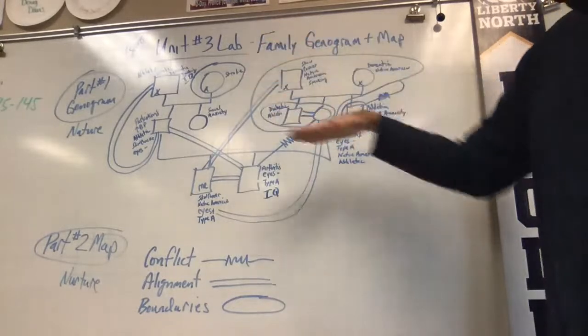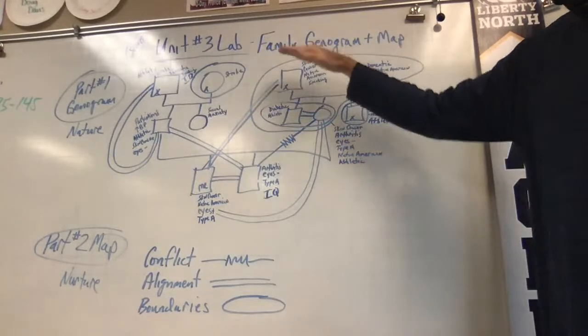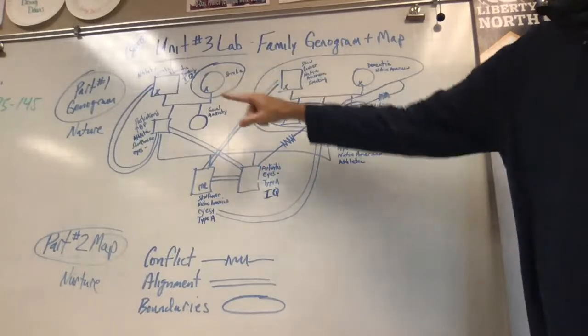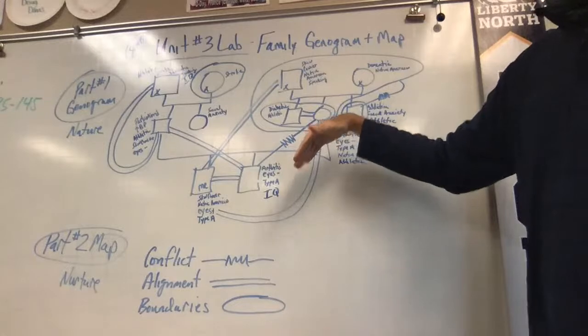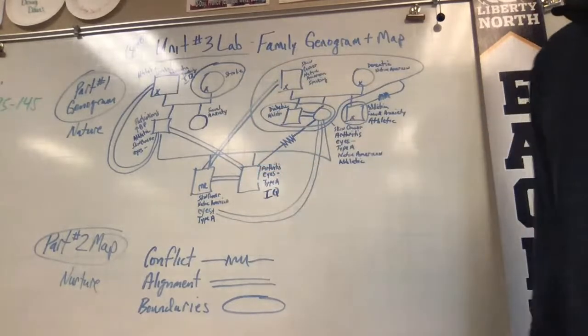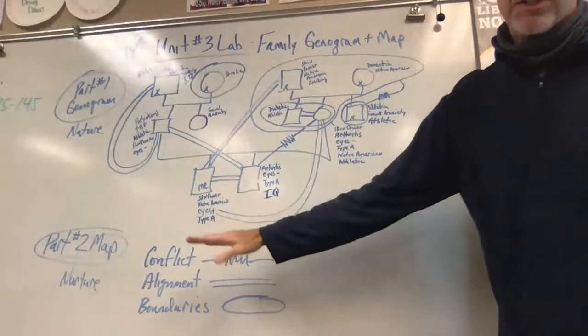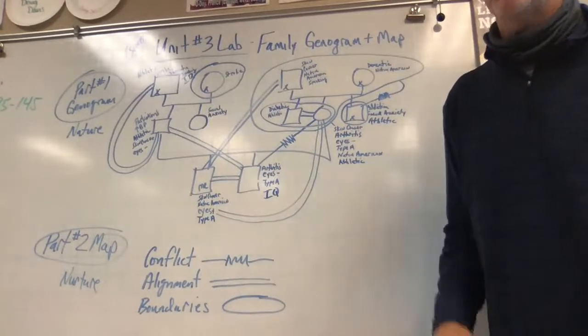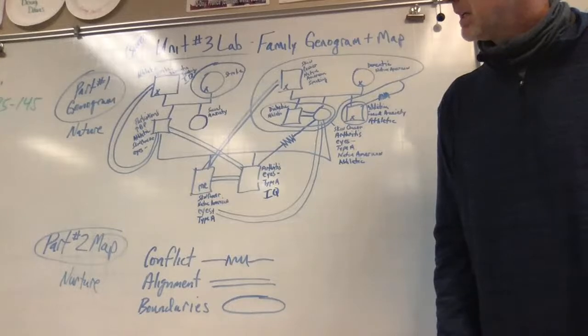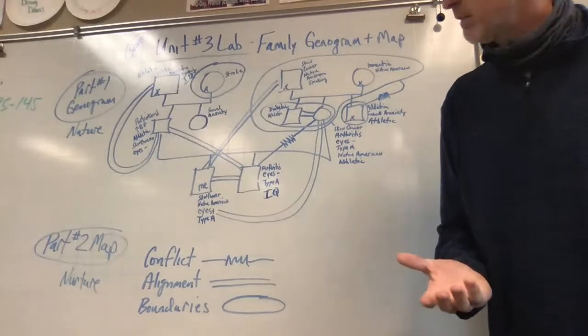You're going to diagram your family from your grandparents down to you, and then you're going to label any genetic influence, high adaptive value or low adaptive value, that could influence you. Part 2 is the nurture side, where we map environmental influences, primarily relationships that could also influence you and your behavior.